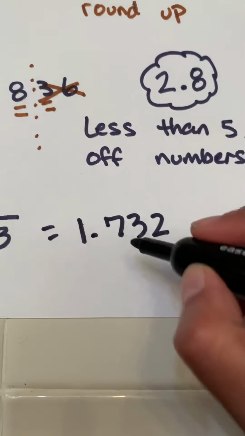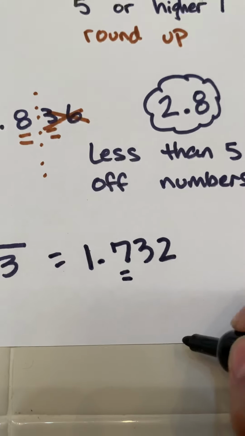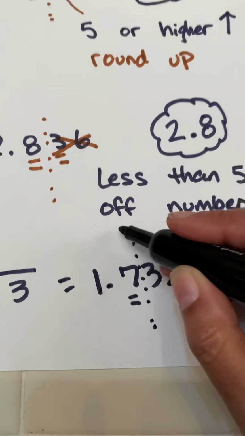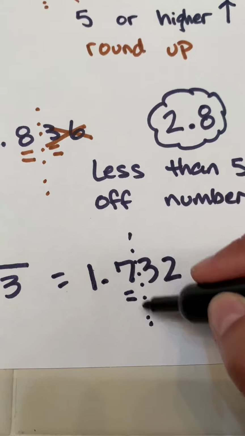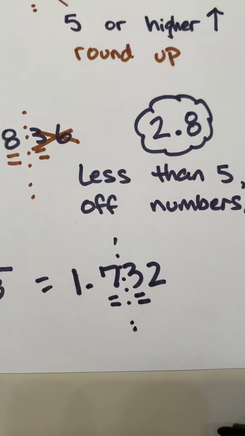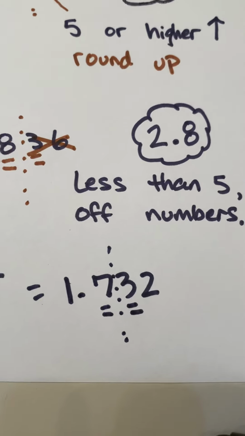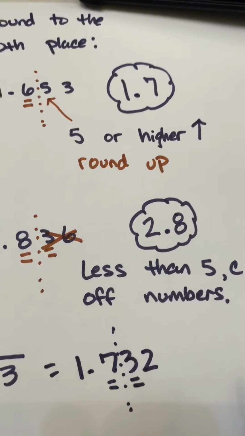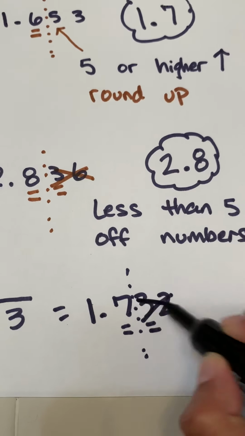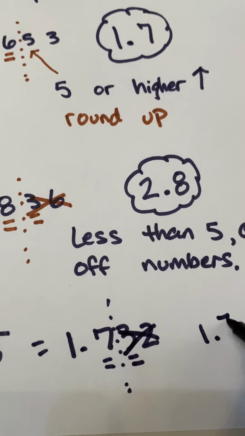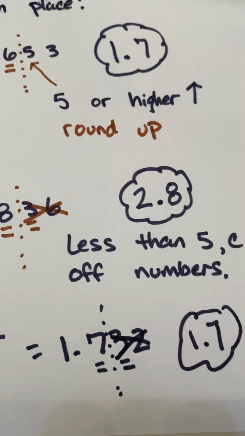When we round this to the 10th place, I need to look at the number after the decimal. I got 1.7. And this is where my number is going to be rounded. So I take a look at the second number. Is 3 higher than 5? No. So that means we're going to follow the previous example I showed you. We're going to cut those 2 numbers off. My rounded answer is just 1.7.